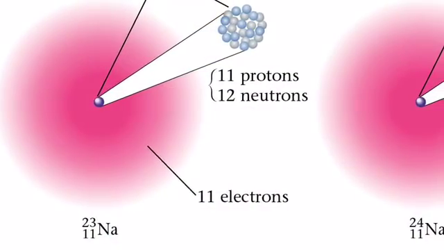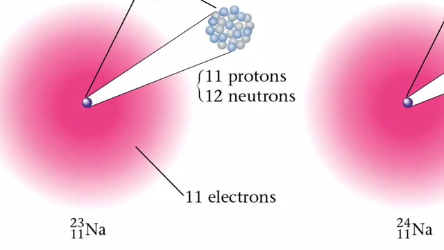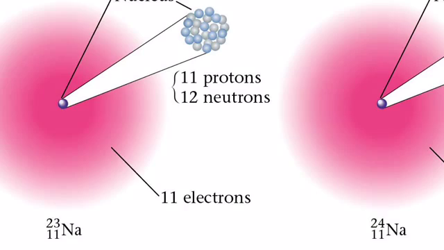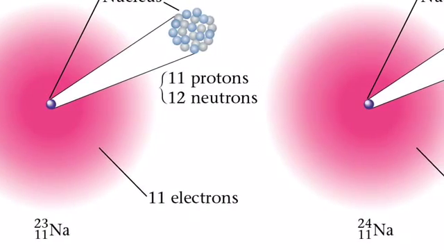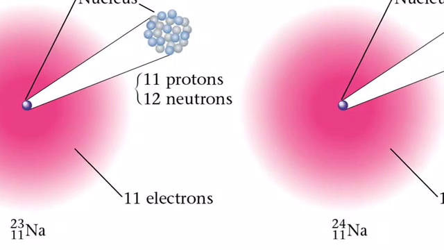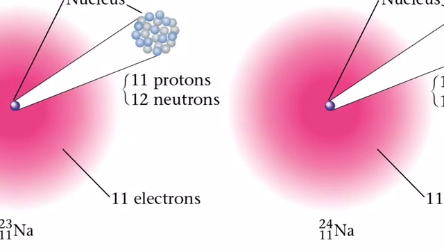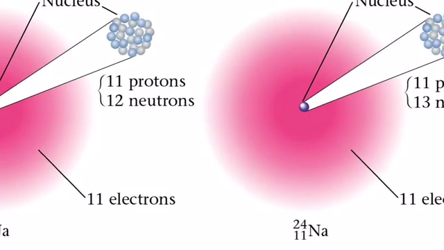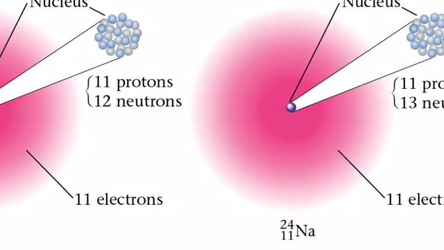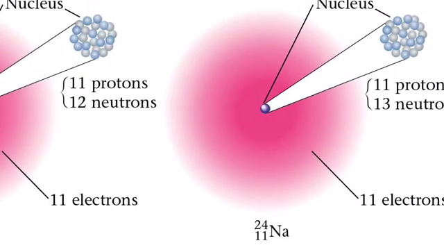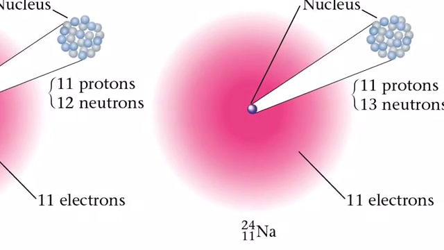Here we have two different isotopes of sodium. Isotopes are atoms with the same number of protons but different numbers of neutrons. On the left side we have one isotope of sodium that has 11 protons and 12 neutrons. On the right side we have another isotope of sodium, and that one has 11 protons but 13 neutrons. They both have 11 protons, they both have 11 electrons. The only difference is their number of neutrons.